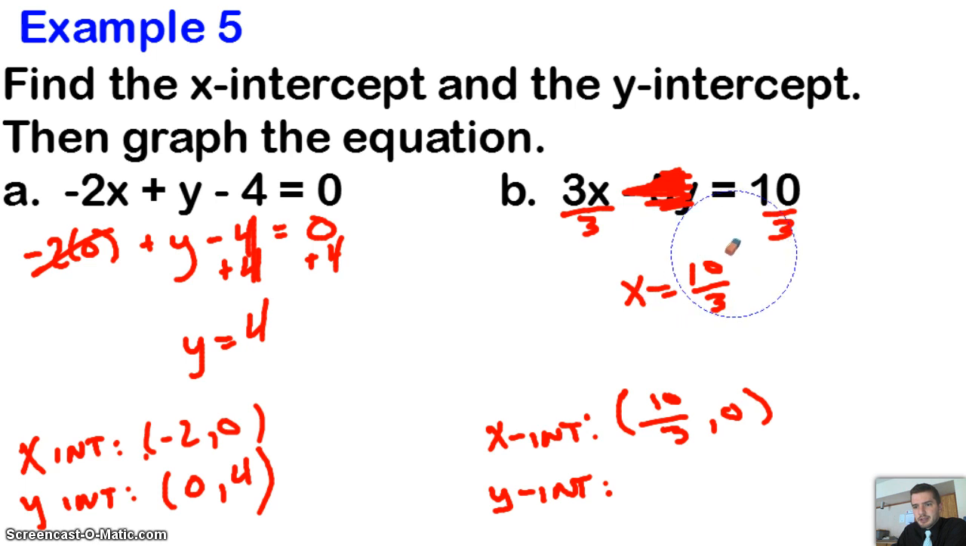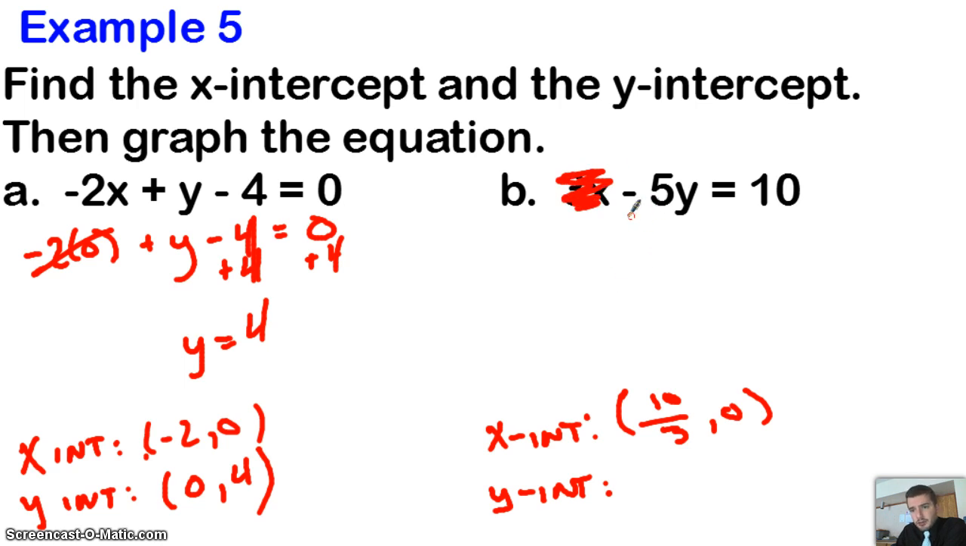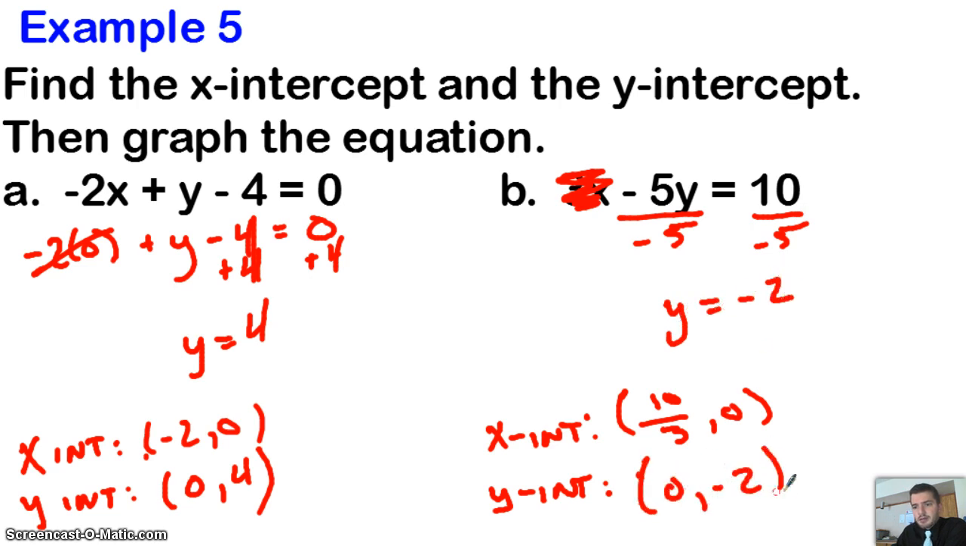Let me erase this because I want to do the y's now. Again, using the cover-up method, if you're plugging in 0 for x, 3 times 0 is just 0, so it's just gone. And now we'll divide to find the y. Divide by -5, y equals -2, so 0, comma, -2.